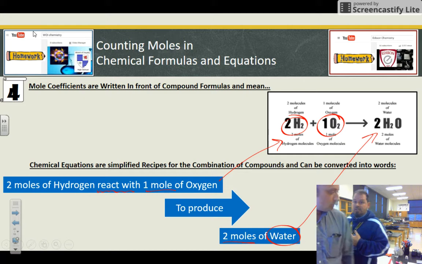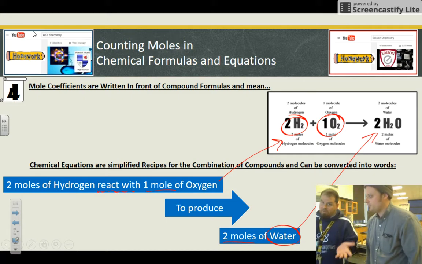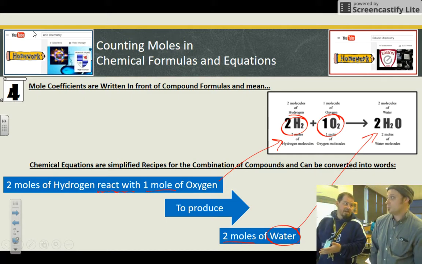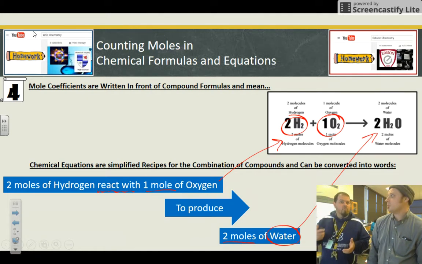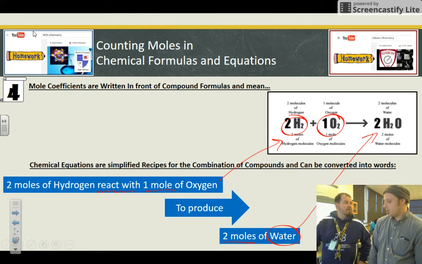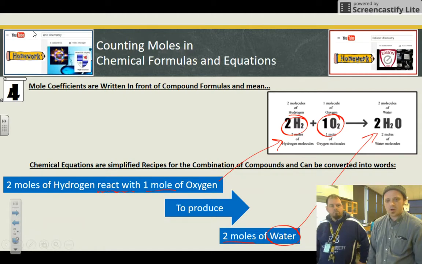And they don't necessarily add up. I've got 3 moles on the reactant side and 2 moles on the product side. Those numbers don't have to jive. What has to jive is the number of atoms. We'll get to that in a later video, with balancing.